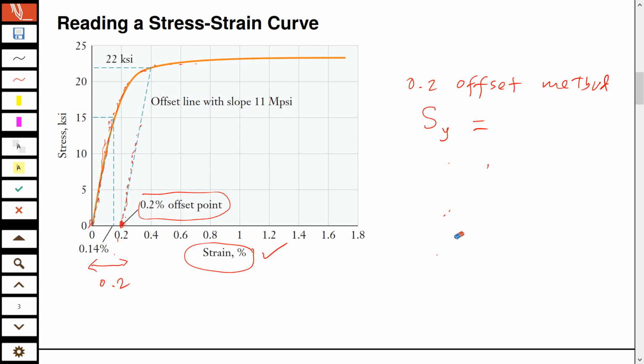Okay, so once you have this line, all you need to do is find the intersection with the stress strain curve, and that is so easy. And there you get it. It's 22 point... you cannot even read it. 22 ksi. So you have to remember this method, when you cannot spot the sharp corner.